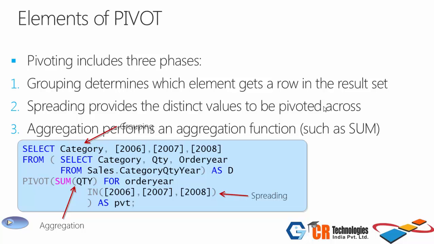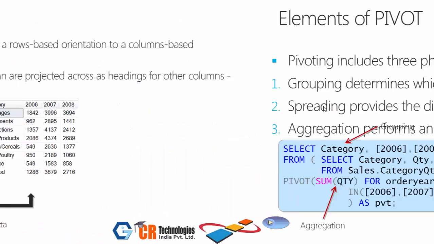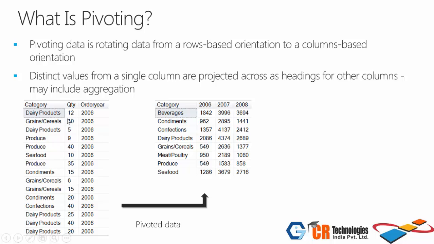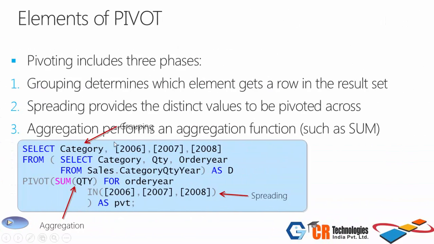You can see the elements of a pivot here. This is the table we are looking at, where you've got all the categories, the quantity sold, and the year in which it was sold. This is the table on which I'm going to build this query. So I'm selecting the category, which is the grouping column. I'm typing in values which become my new columns. So now this is the problem with pivots. You'll need to know these values in advance. 2006, 2007, 2008. I know they exist.